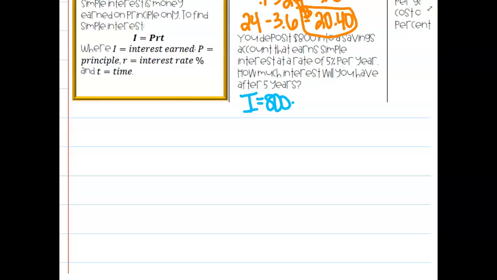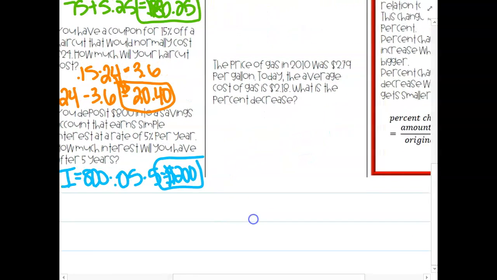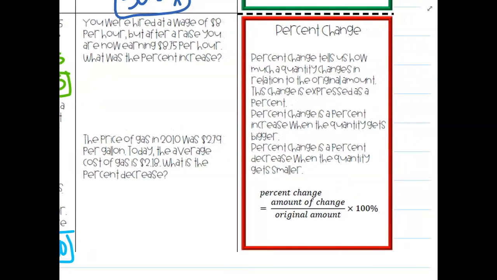Times the rate. That tells me that I have a simple interest rate of 5%. Just like with everything else, I don't plug in 5%, I turn it to a decimal, so it's going to be 0.05. And then T is for time, so it would be 5 years. Now when you multiply those out, you would get $200. That bank is going to give you $200 for letting them use your money for 5 years, which is really not a great deal. Still, $200, better than sitting at home in your dorm. Questions on that?